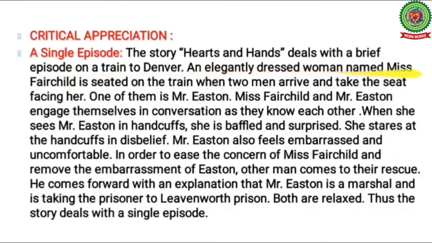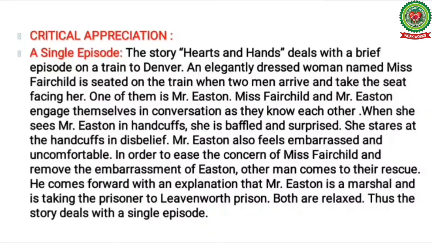An elegantly dressed woman named Miss Fairchild is seated on the train when two men arrive and take the seat facing her. One of them is Mr. Easton. Miss Fairchild and Mr. Easton engage themselves in conversation as they know each other. When she sees Mr. Easton in handcuffs, she is baffled and surprised. She stares at the handcuffs in disbelief. Mr. Easton also feels embarrassed and uncomfortable. In order to ease the concern of Miss Fairchild and remove the embarrassment of Mr. Easton, the other man comes to their rescue. He comes forward with an explanation that Mr. Easton is a marshal and is taking the prisoner to Leavenworth prison. Both are relaxed. Thus, the story deals with a single episode.